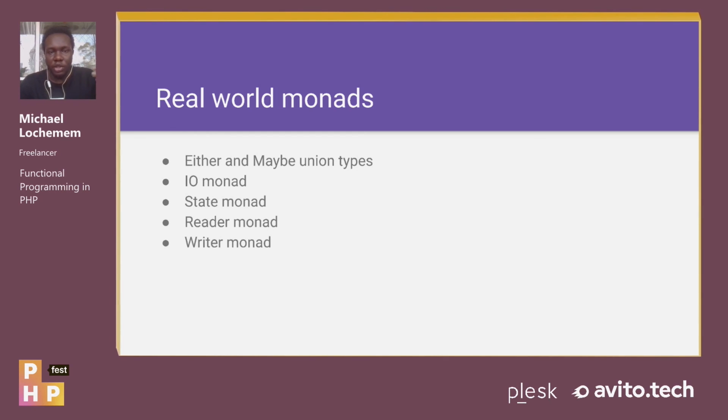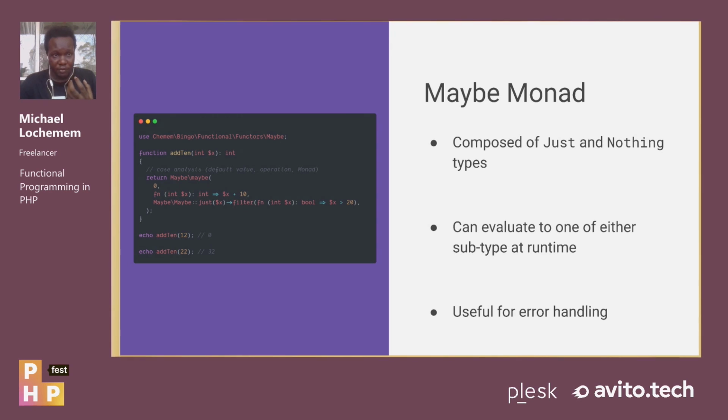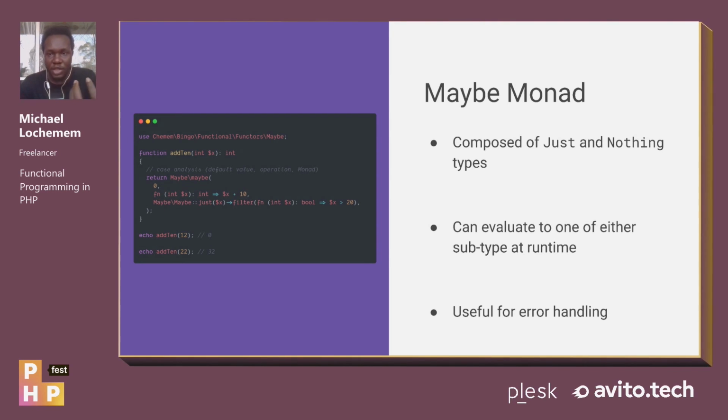So real world monads, you have Either and Maybe, which are sum types, IO, State, Reader, and Writer, right? I'll start with Either and Maybe, which are good for error handling because they're composed of these two subtypes. They are algebraic data types. Algebraic data types, you could think of them as types composed under a single interface. So at runtime, a Maybe monad evaluates to one of either a Just or a Nothing value. A Just being the value you want to mutate, and a Nothing value being null. It's a unit type.